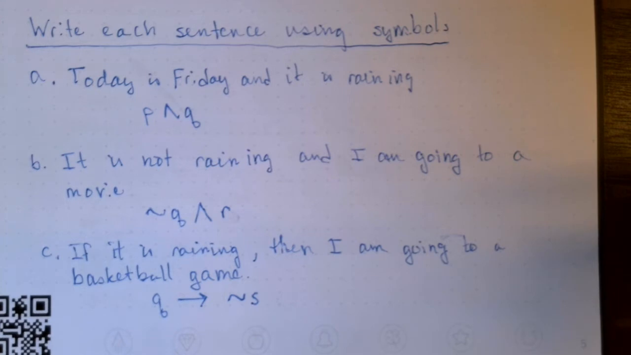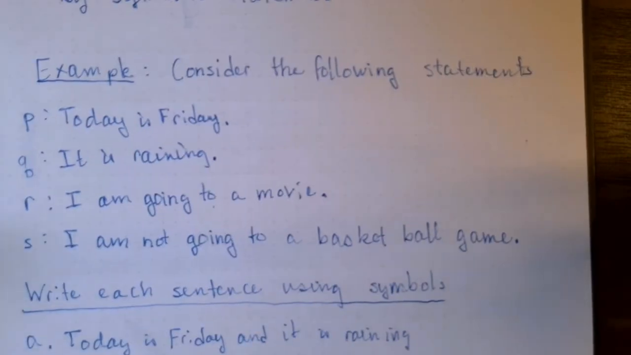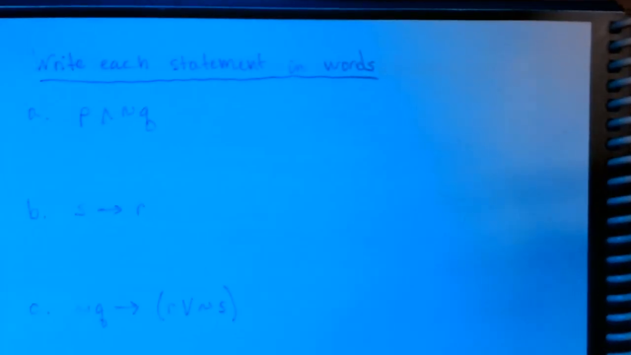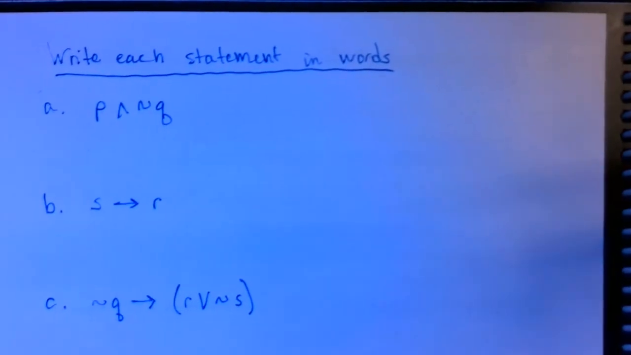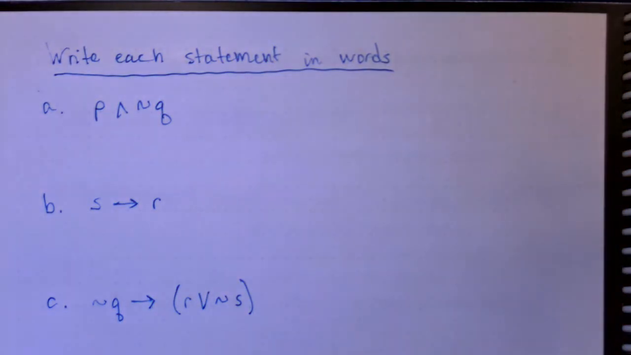Now you also need to be able to go the other way. So let's use these same set of statements, and in the next set of exercises, we're going to take something that is written in symbols, and then we're going to write it out in words. We're going to go from symbols to words. So let's go over to that. Okay. So we want to write each statement in words.